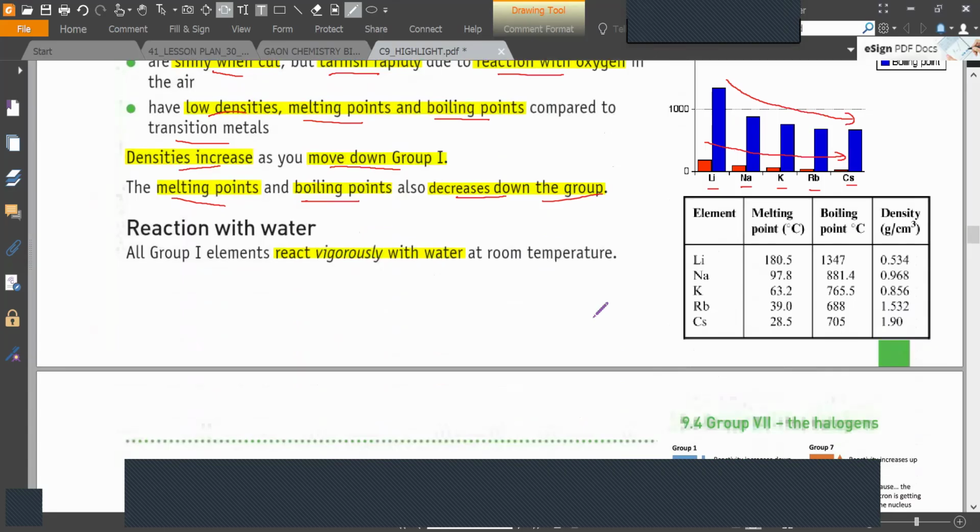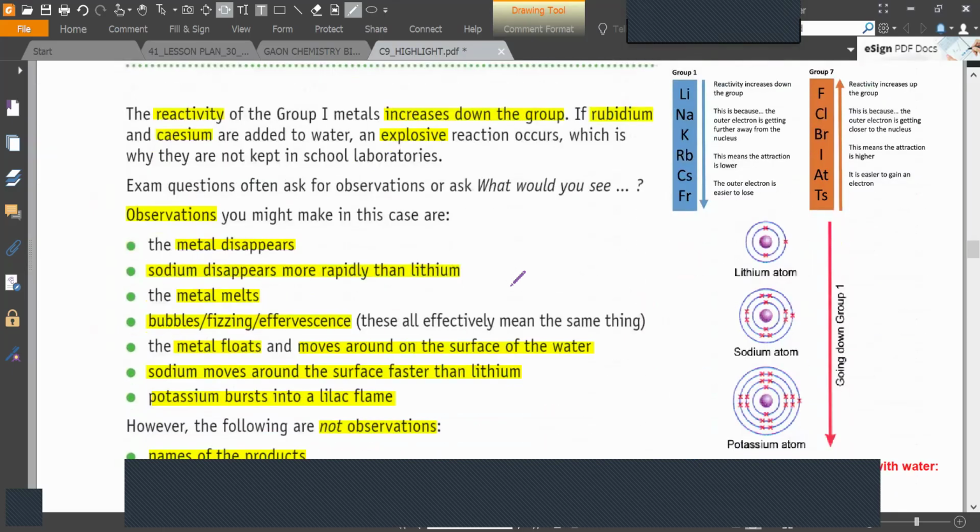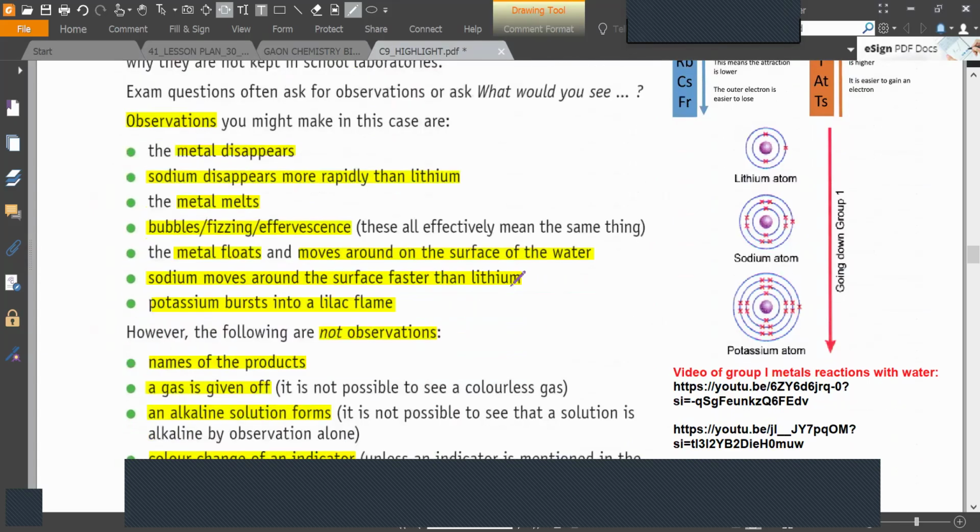Reaction with water. Group 1 elements react with water vigorously at room temperature. Here we just need to know the type of reactions that can happen. First, we know that it reacts with water.